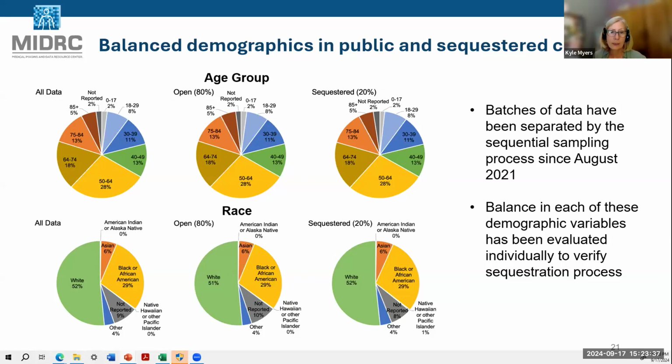And because we have been doing this since the beginning, when data was coming in August of 2021, it's not like we're having to play catch up and overfill the sequestered data with data elements that we didn't do a good job of pulling into sequestered space in August of 2021. We've been doing the sequential sampling from the start, and evaluating it as we go on an ongoing basis.